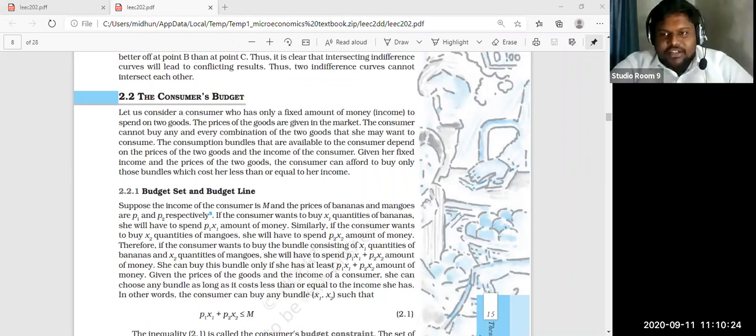One more combination is there. What is that? 0, 0, right? Zero, zero. So that 20 rupees we can save, right? Little, but it is a necessary food item. So we want to purchase anyway.